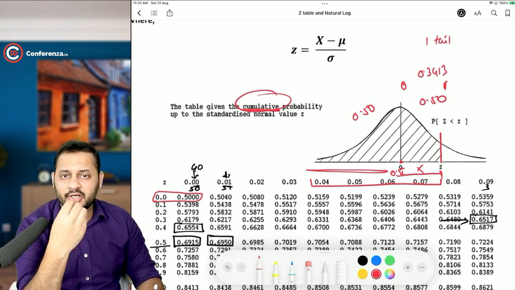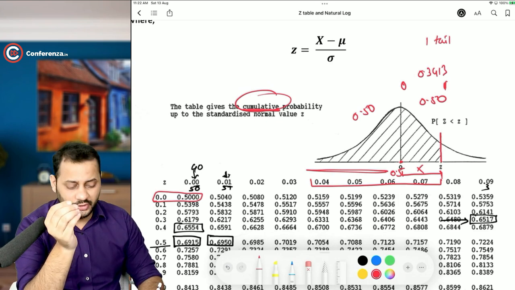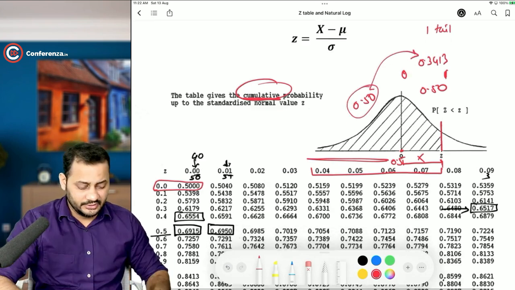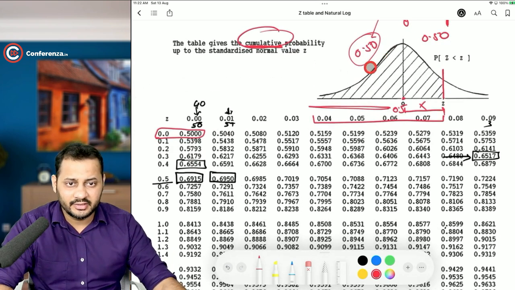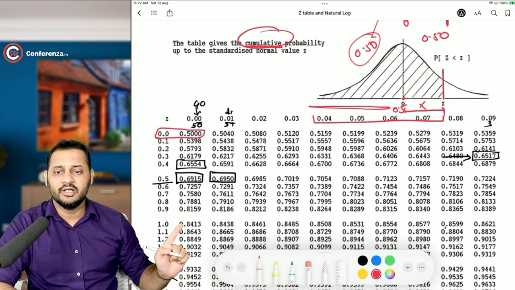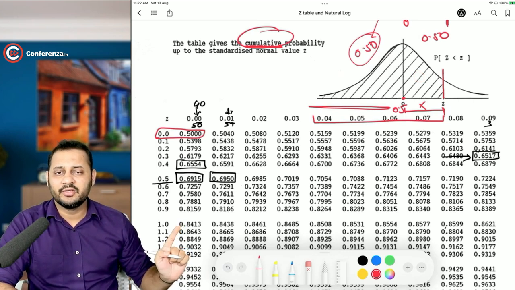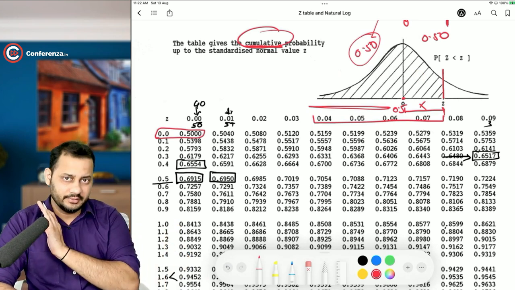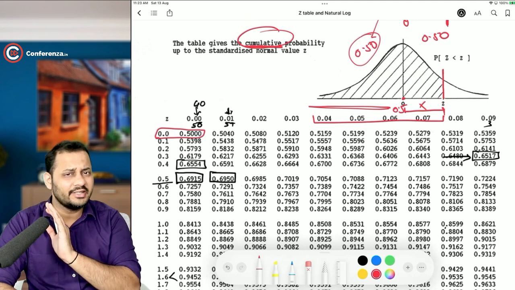But if you calculate cumulative probability, then you will add 0.5 to 0.3413. That means you are going to take this entire left hand side, that's the 50% probability, and 0.3413 probability of this. So it will be 0.8413. So do you realize how this 0.8413 is calculated now? 0.8413 covers the entire left hand side. Okay, any side you can take.